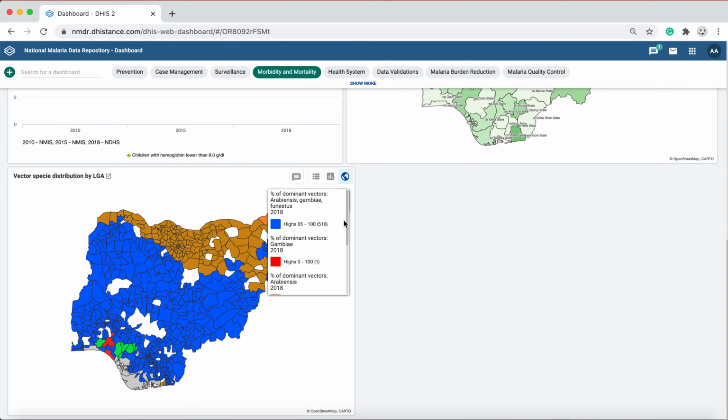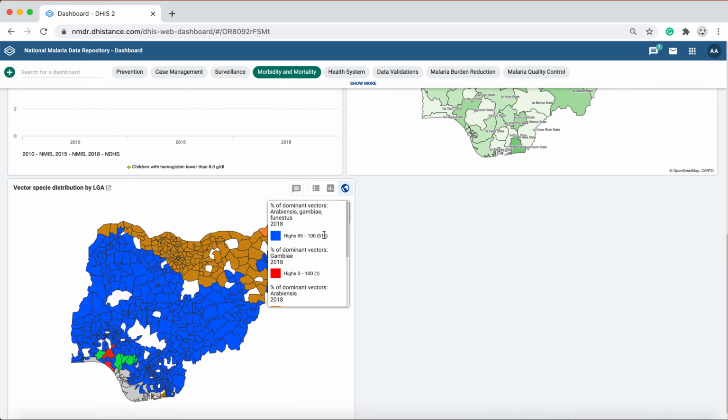This is also looked at the map. You can see percentage of dominant vectors in the country: Arabiensis, Gambiae, Funestus. The blue now represents places where you have these vector distributions at about 65 to 100%, which constitute 516 LGAs that fall into that category, followed by an LGA in the red, which is just one high. Then you also have 9 that are Arabiensis, more, and so on and so forth.